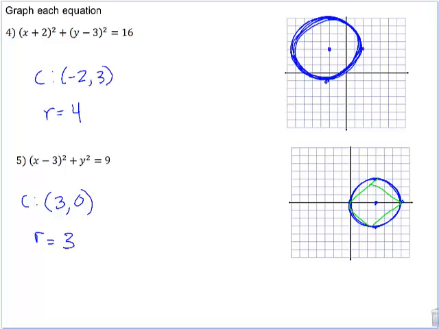Assignment. Page 578, problems 10 to 20, 24 to 29.